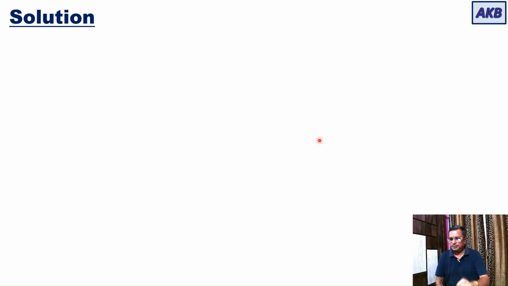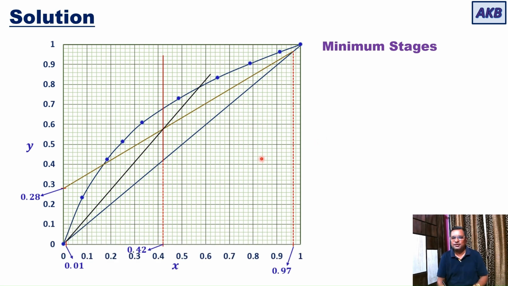Now the fourth question is we are supposed to find minimum stages, the minimum number of stages, which will be the case when the column is operating under total reflux. For that, again, we will have to use the same graph. You can do all 3 tasks: number of ideal stages, minimum reflux ratio, and minimum number of stages on the same graph. But in my discussion, I'm showing them separately so that you can understand. So for finding minimum number of stages, you have to use the same graph.